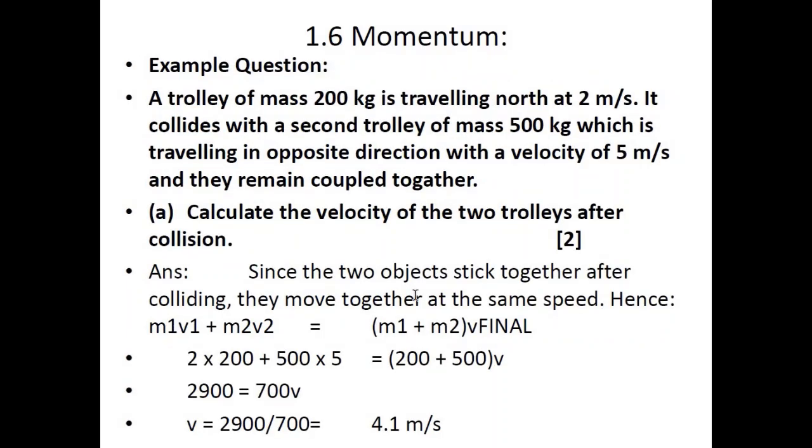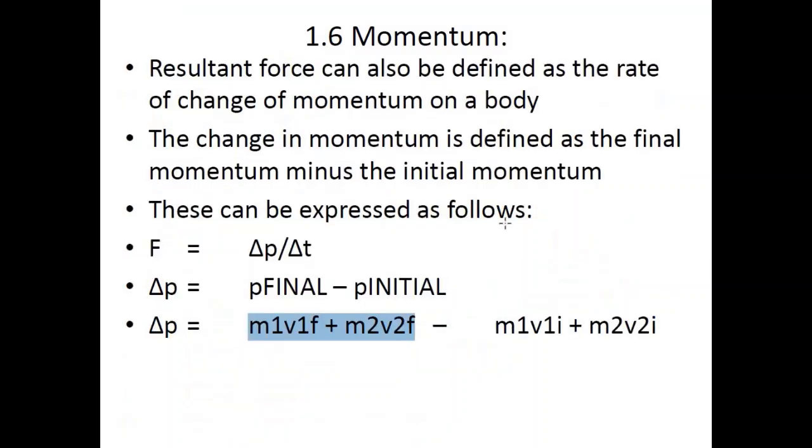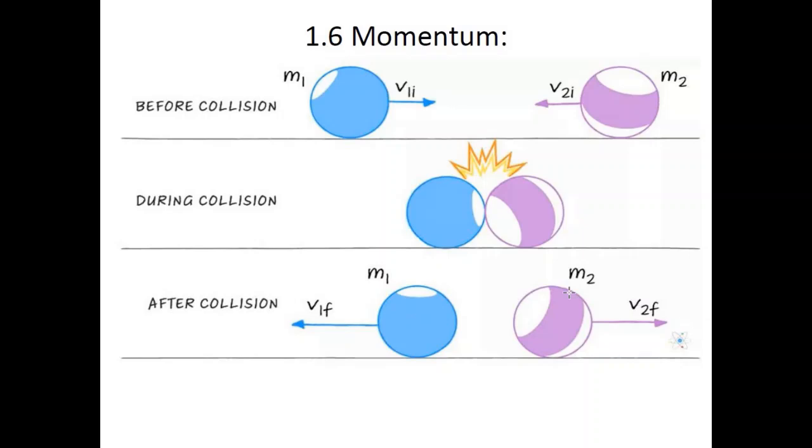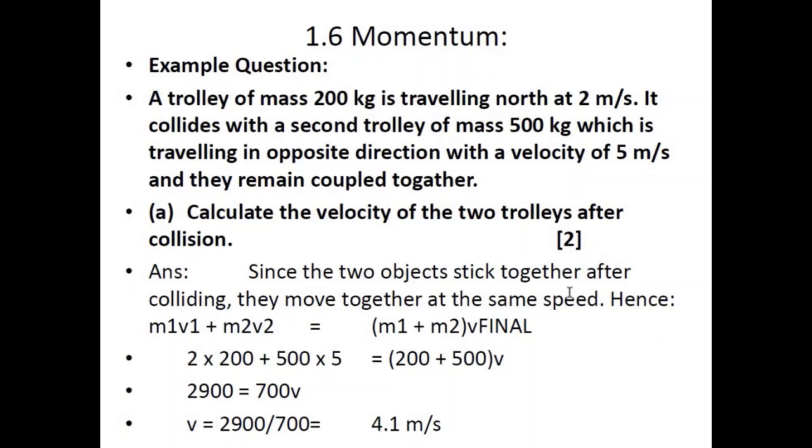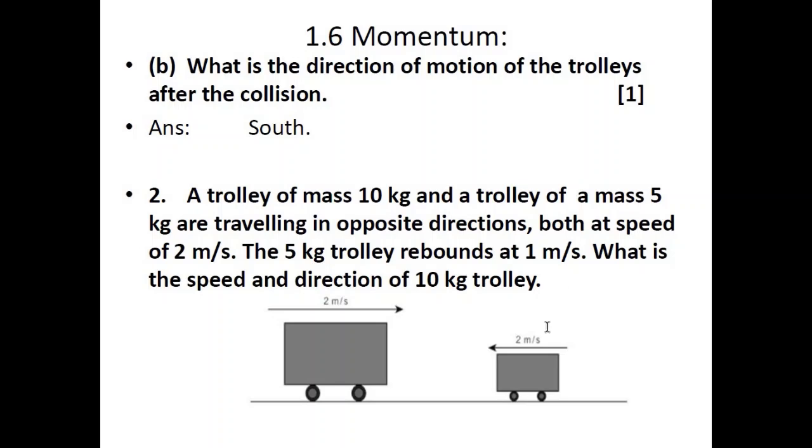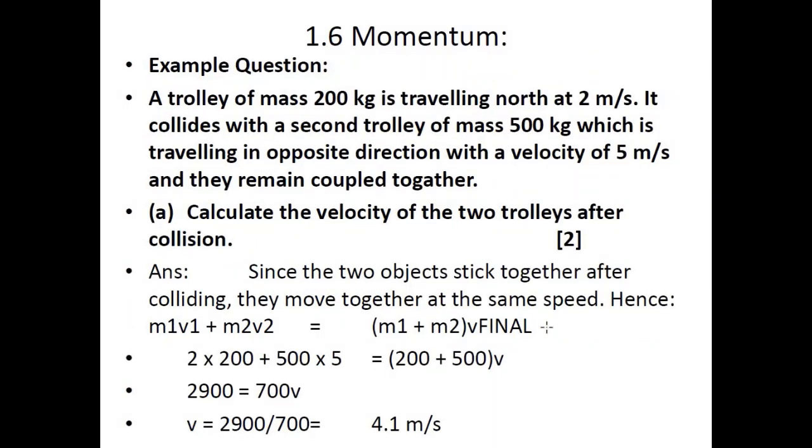Now here's an example question. A trolley of mass 200 kg is traveling north at 2 meters per second. It collides with a second trolley which is traveling in the opposite direction with a velocity of 5 meters per second, and they remain coupled together. Now remember one thing, collisions are always of two types. One is known as elastic collision, when two objects collide and then they both go in different directions. Another one is known as inelastic collision, when two objects collide and then they stick together and move in the same direction with the same velocity after the collision.